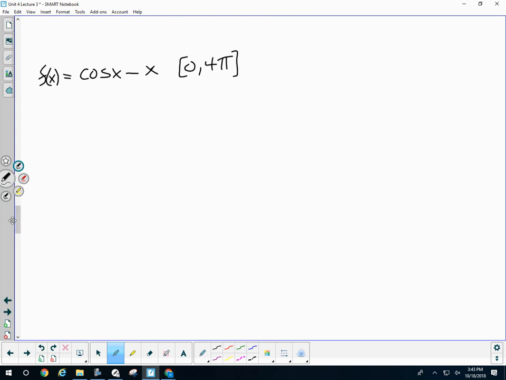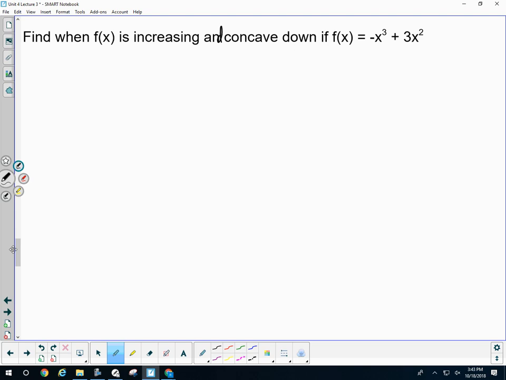Oh, let's look between 0 and 4 pi for cos x minus x. You guys have this in your notes? No? Oh, you lucky dogs. Let's just keep going then. Okay, let's read the question. When is f increasing and concave down? Okay. Please discuss with your neighbors. How can we tell if a function is both increasing and concave down at the same time? Go.